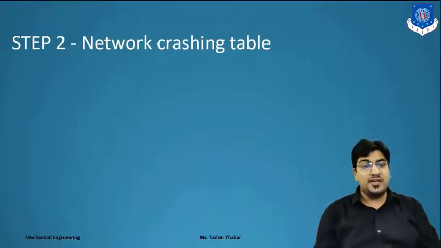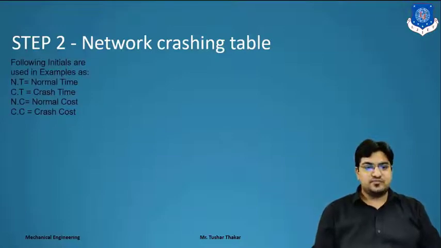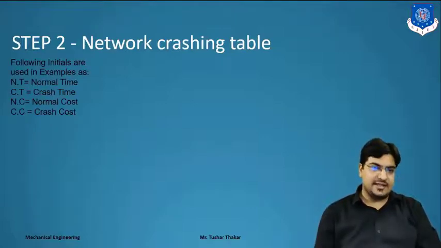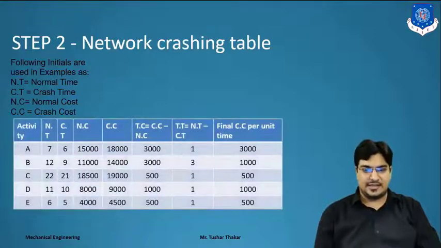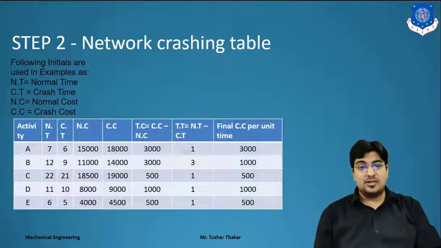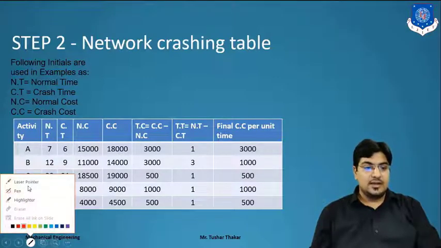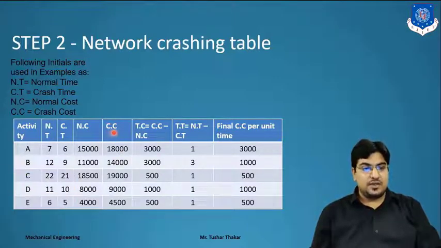Now we find the network crashing table. For the network crashing table, we take short names for the full forms. For normal time we write NT, for crash time CT, for normal cost NC, and for crash cost CC. So here we find the crashing table. We can get all the data for each activity, NT, CT, NC and CC, already given in the data.